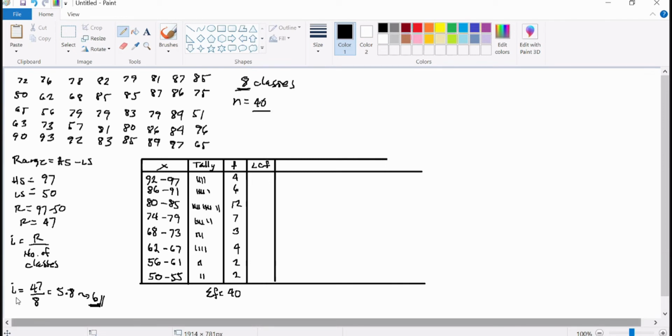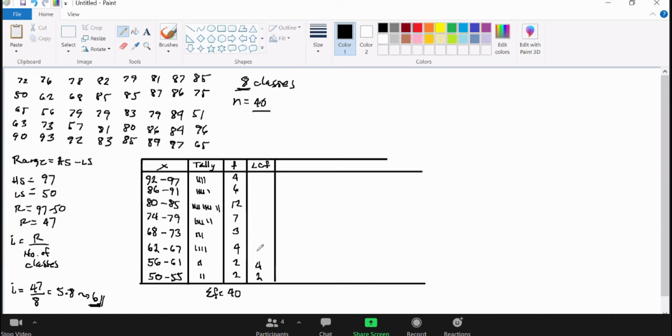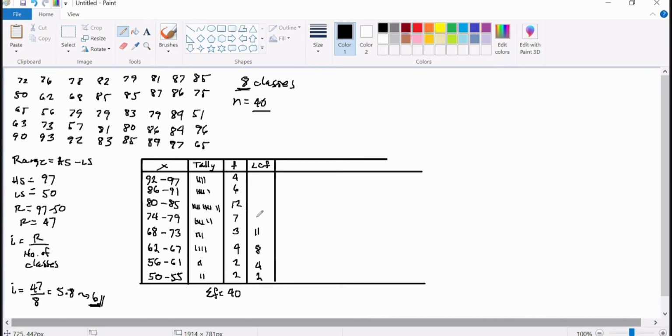That's 40. Okay. The less than cumulative frequency starts here down below. So you start with 2, slowly adding up: 2, followed by 4, followed by 8, 11, 18, plus 12 will be 30, 36, and then 40. So this one is the same as that. Okay, we are on the right track.